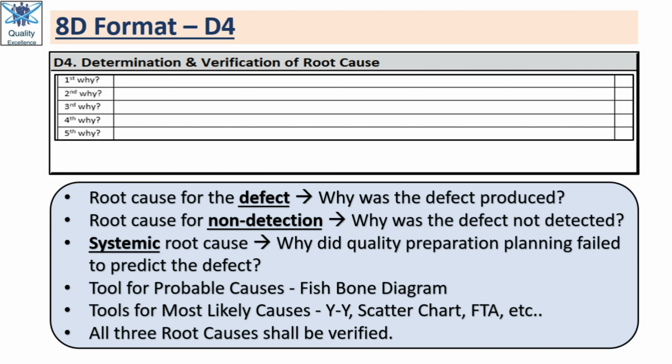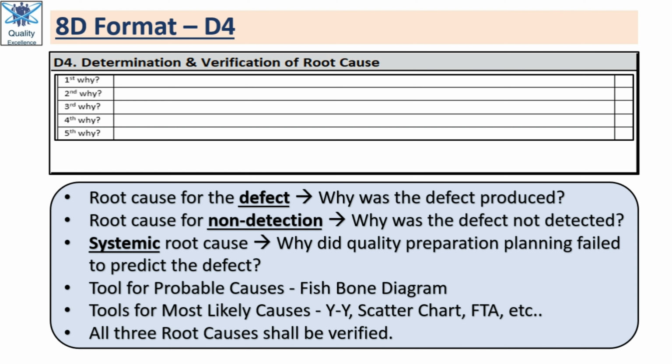And the third is systemic root cause. What does it mean? Why did quality preparation planning fail to predict the defect? So why did we fail to find out the risk which is involved in this? So this is a systemic root cause. One of those is PFMEA. If we have missed this in PFMEA, then we should include it. So we have to find root cause for three things: for defect, for non-detection and for system.